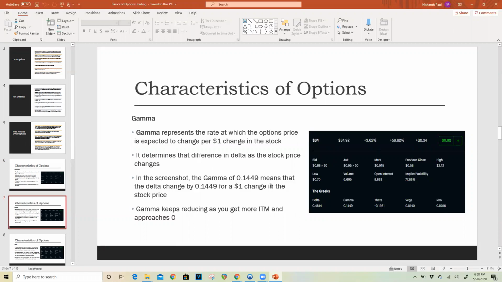So in the screenshot, you see the gamma is 0.1449, which means that the delta, which is 0.4614, would change by 0.1449 for a dollar change in the stock price itself. The gamma keeps reducing as you get more in the money and it approaches 0. It's never actually 0, but it approaches 0. It'll only be 0 on the expiration date.